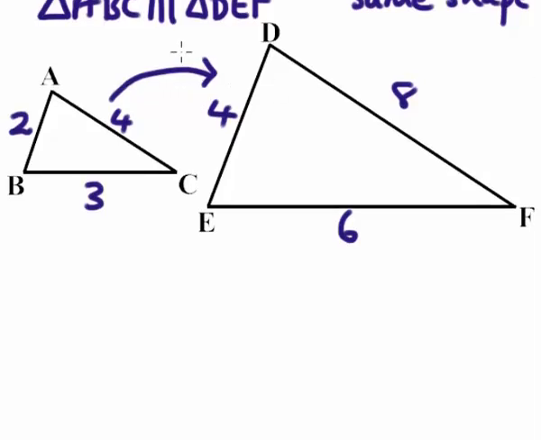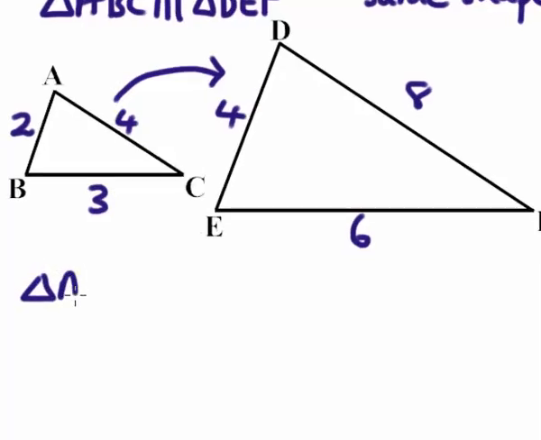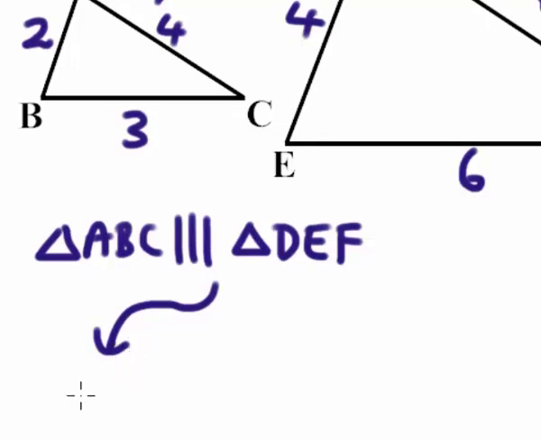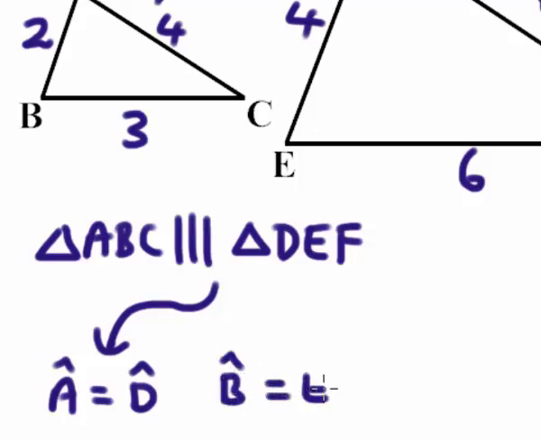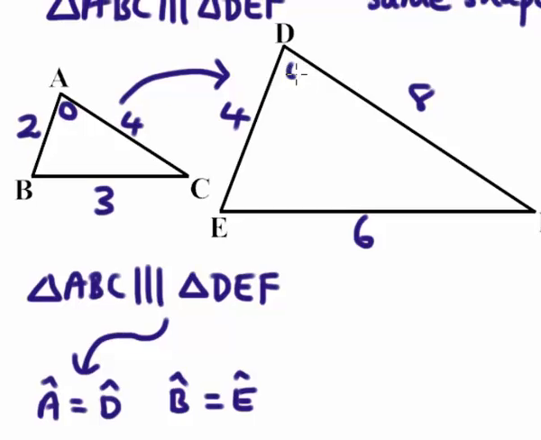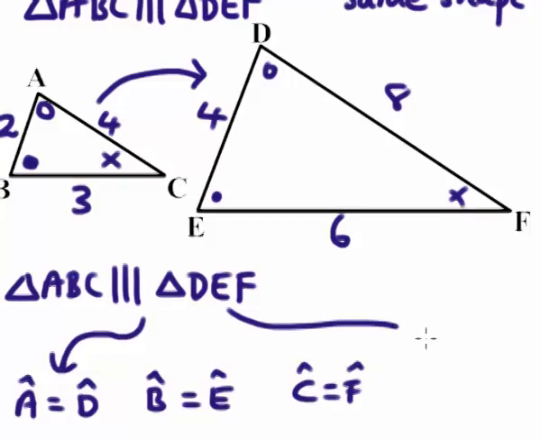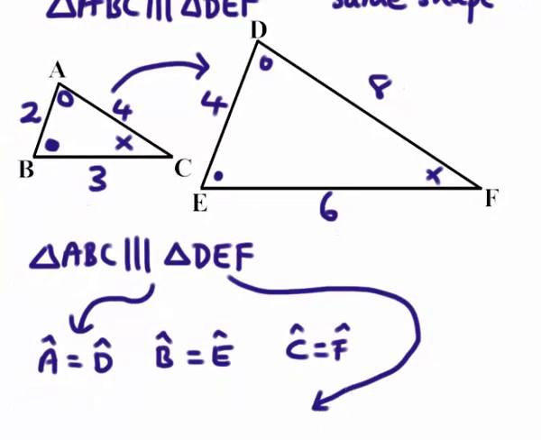Now, what is important with similar triangles, and this is the important thing: if ABC is similar to triangle DEF, there are two things that hold. The one is that the interior angles, the corresponding angles, are actually equal. Look at that. Angle A is equal to angle D, B is equal to E, and at the same time C is equal to F.